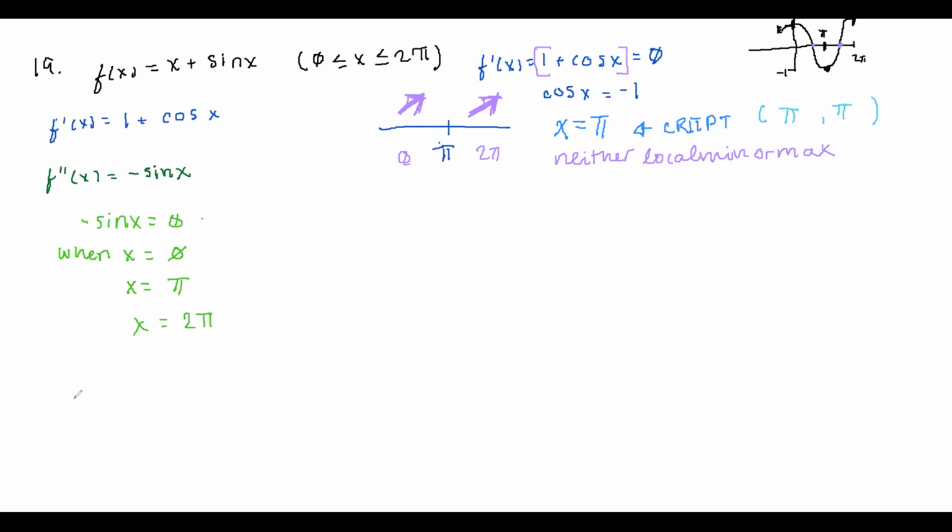Then we're going to set this up so we have 0, pi, and 2 pi. I'm going to draw that graph again because I probably shouldn't have taken it down. Here's 2 pi, here's pi, and here's 0.